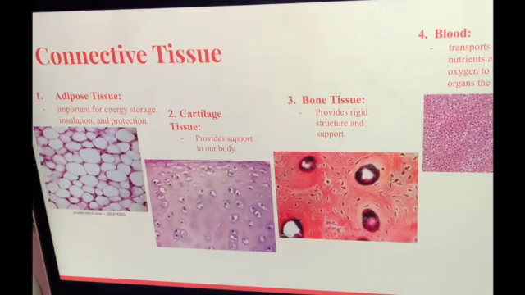Then we have connective tissue. Connective tissue connects structures of the body together, and its responsibility is to support and protect organs. Connective tissue is comprised of 4 types. First, we have adipose tissue. Adipose tissue is important for energy storage, insulation, and protection. Then we have cartilage tissue. Cartilage tissue provides support to our body. Then we have bone tissue, which provides rigid structure and support. And lastly, we have blood, which transports nutrients and oxygen to the organs of the body.